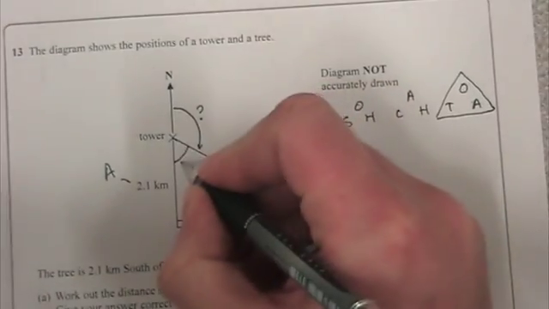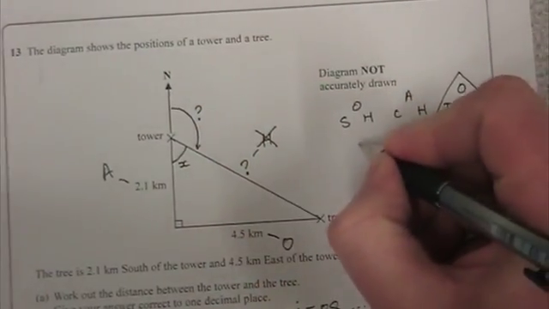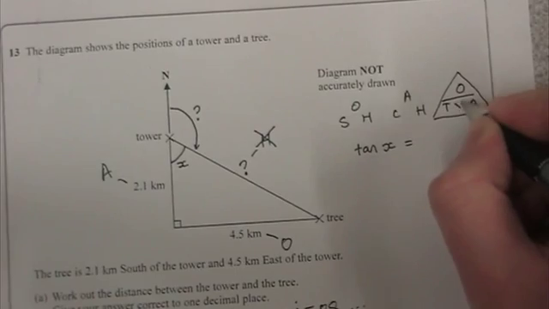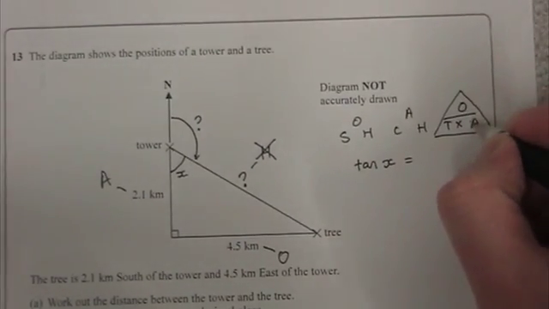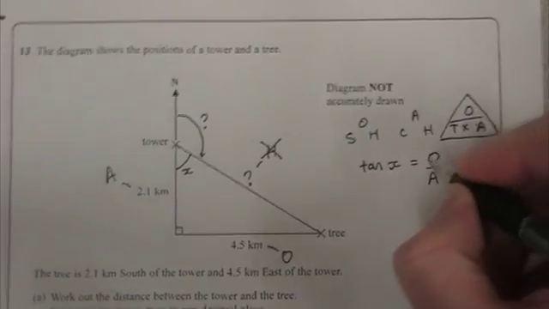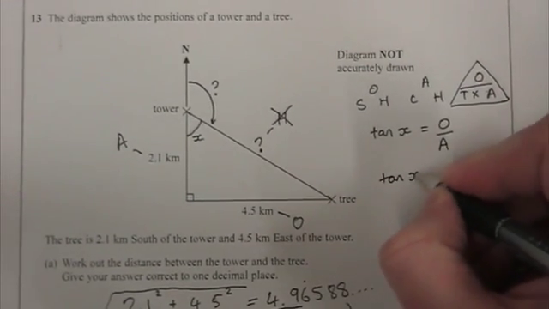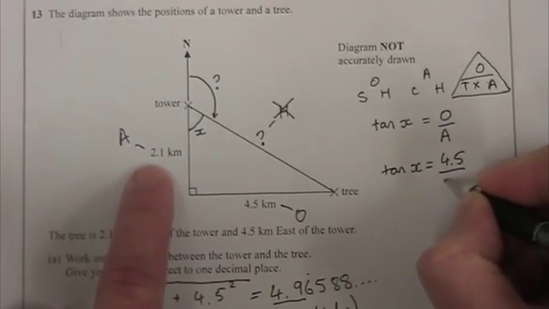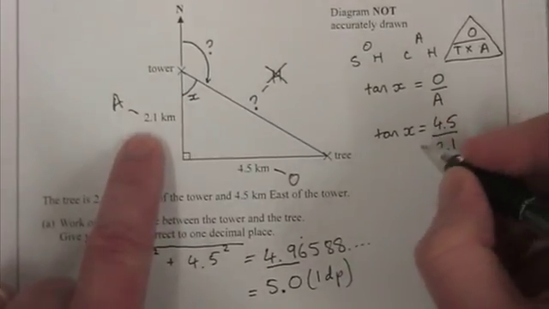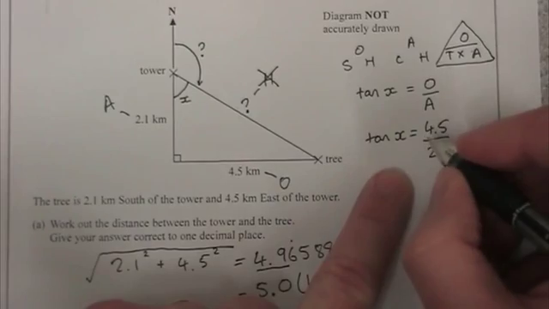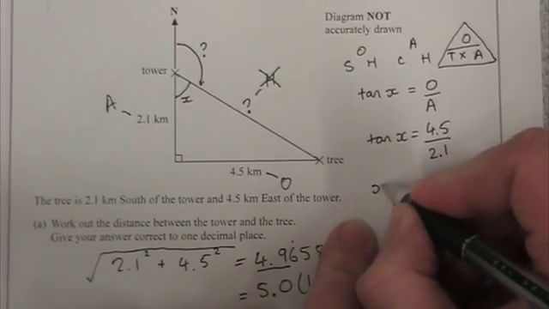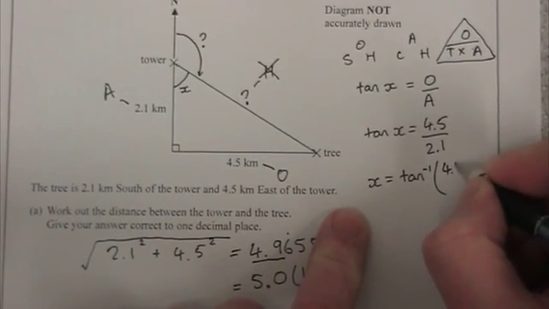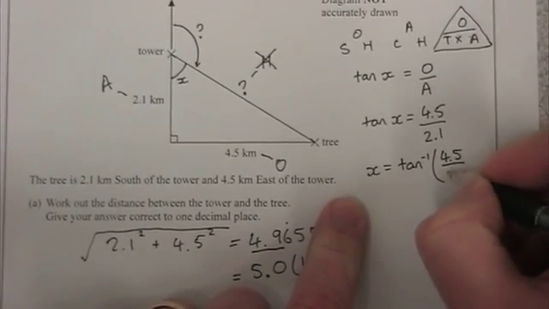So if we call this angle x, the tan of x will equal, and I'll just put this as a proper formula triangle, the opposite divided by the adjacent, O divided by A. So tan of x will be 4.5 divided by 2.1. But I don't want to know what the tan of x is, I want to know what x is. So I'm going to use the inverse tan rule. X will be the inverse tan of 4.5 divided by 2.1.